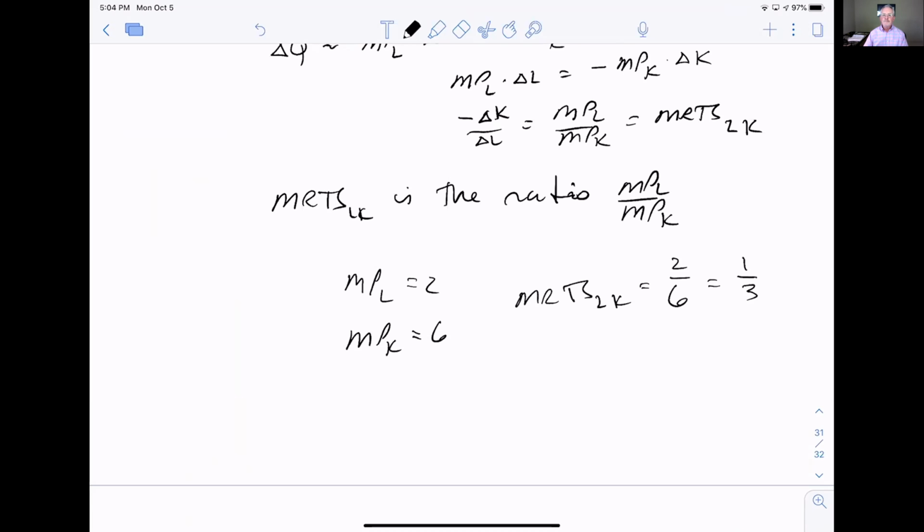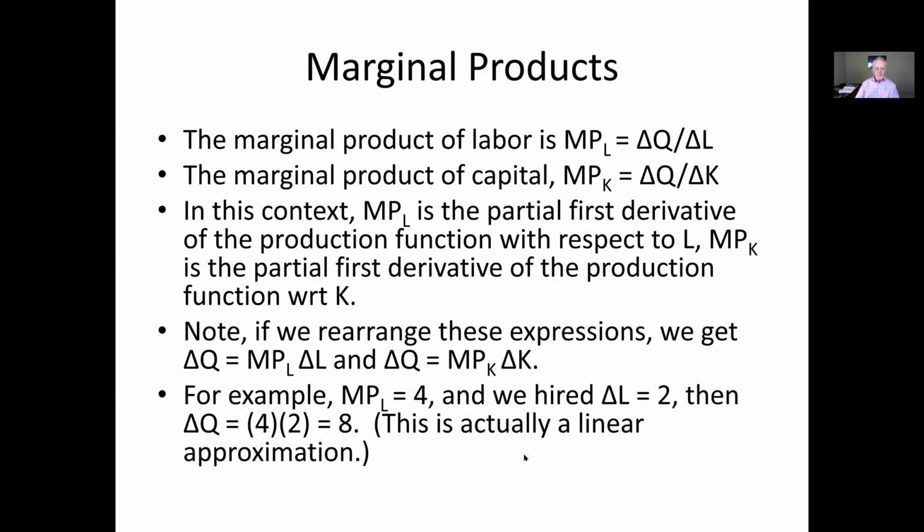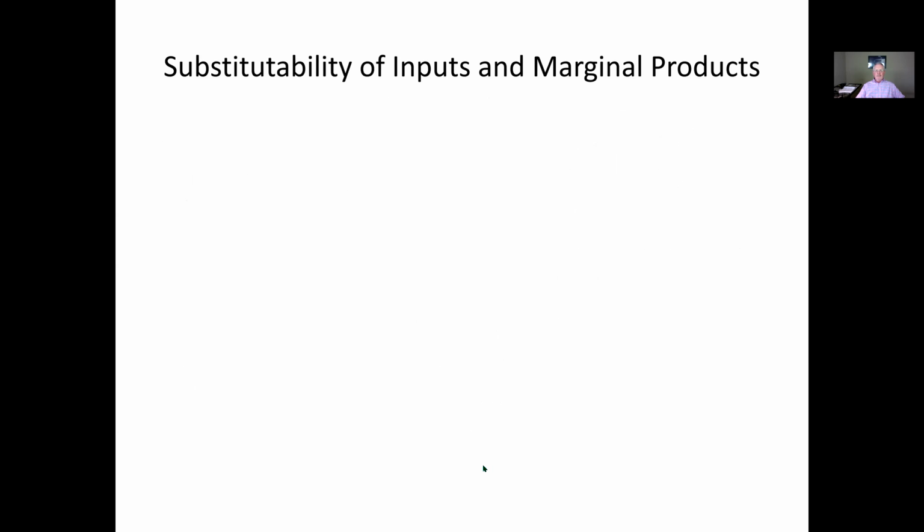So let me go back to my other screen here. So what I just did, let me redo another example here. If the marginal product of labor is 4 and we hired 2 units of labor, then the change in output from just the labor change is going to be approximately 8.